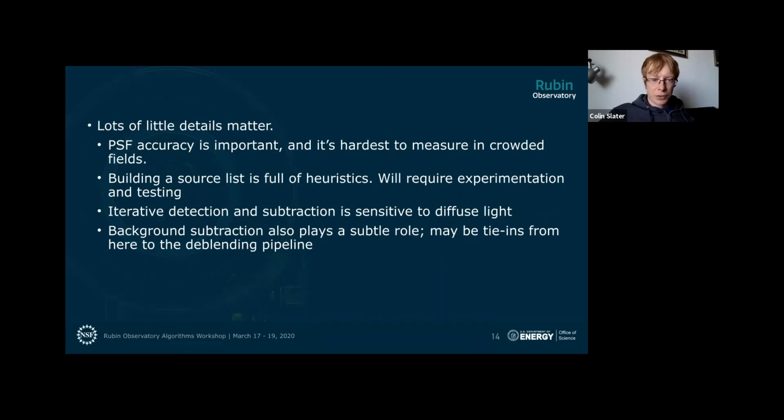And there's also potential interactions between this pipeline that might be useful to the deblending based pipeline. So this might be a way to get cleaner background subtraction in regions where this pipeline is run that might feed back into that pipeline. But that's a pretty speculative thing that we'll get to eventually.